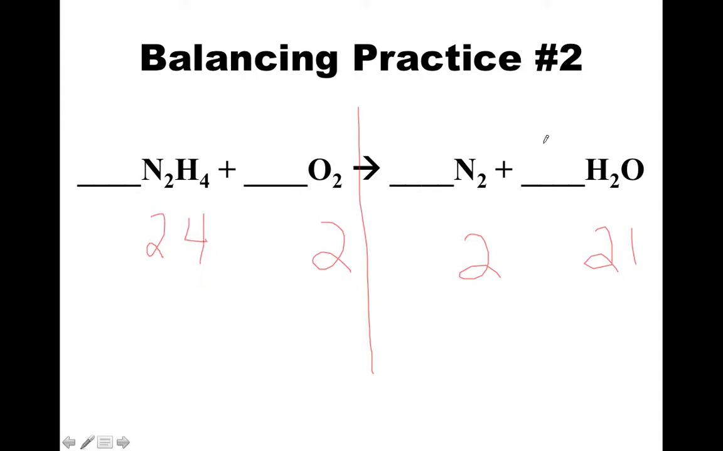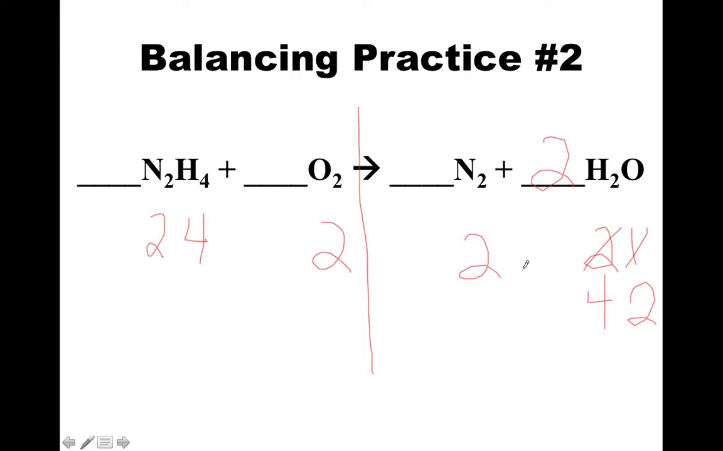So if I put a 2 in front of this, 2 times 2 gives me 4. And I'll explain this on the board again. But I have 4 hydrogens over here to the 4 hydrogens. That makes it balanced. And putting also that 2 in front of the water molecule here, 2 times the 1 oxygen gives me 2. Okay?